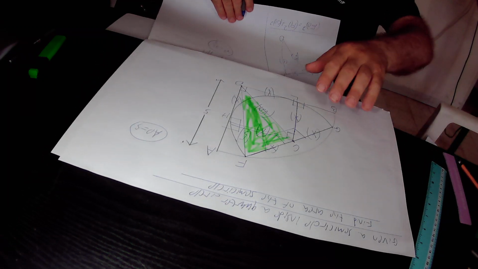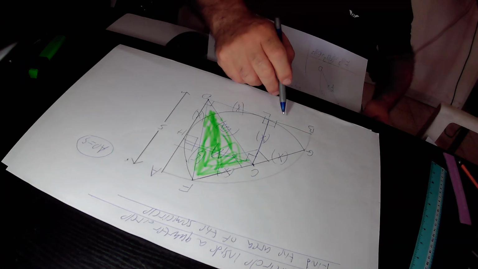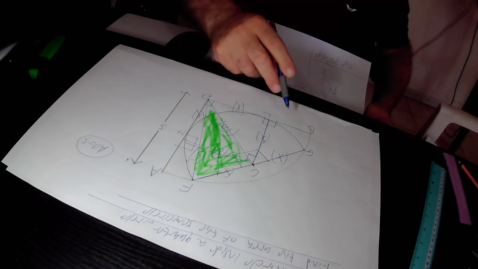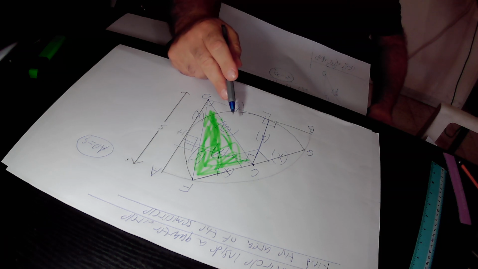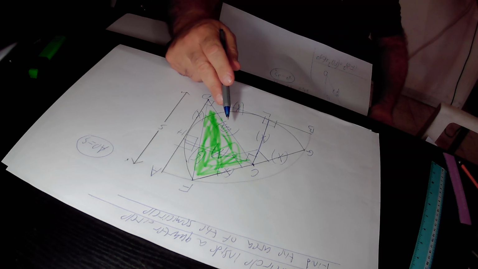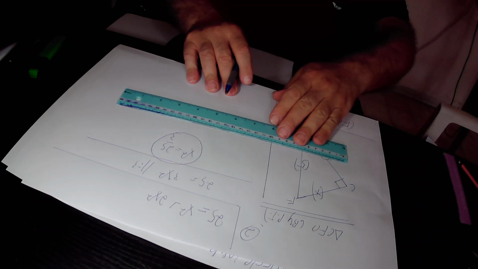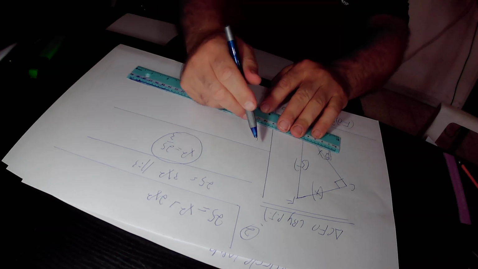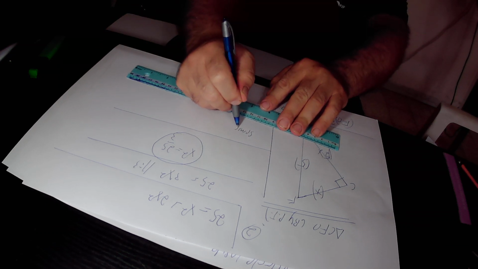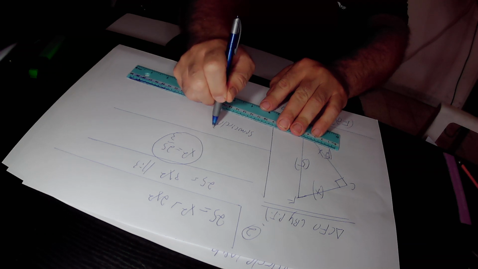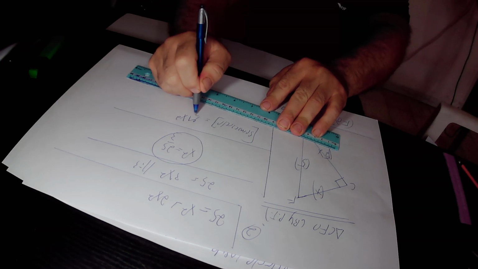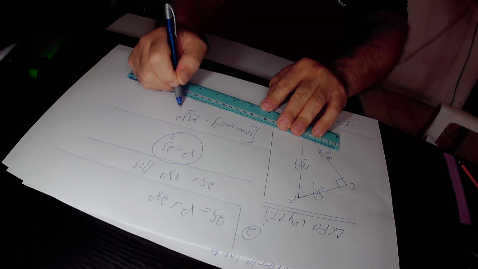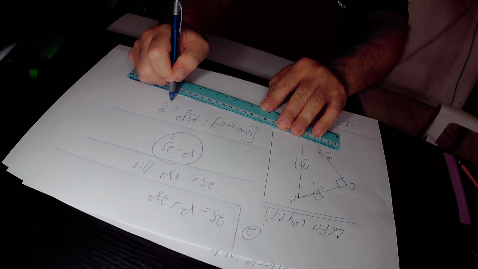Our mission is to find out the area of this semicircle. So what is the area of the semicircle? We know that the radius of this semicircle is x. Therefore the area of this semicircle will be equal to pi x squared over 2. So I write it down. The area of the semicircle equals pi x squared over 2, because x is the radius. So it is pi over 2 times x squared.